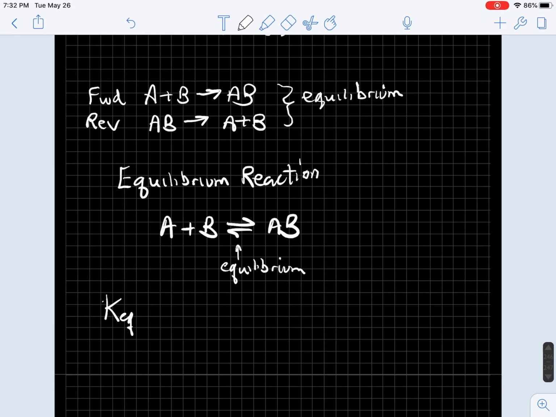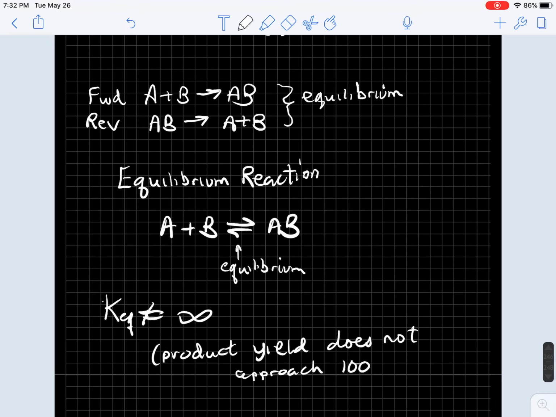Now, in terms of KEQ, all it means is that our product yield is less than 100%. So what this means is KEQ is not equal to infinity. So again, that means product yield does not approach 100%.